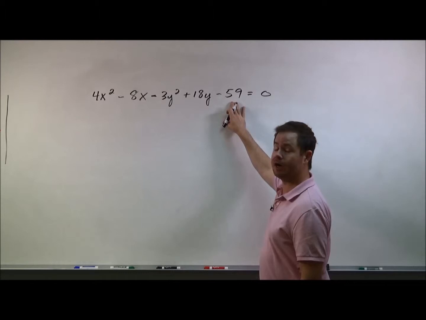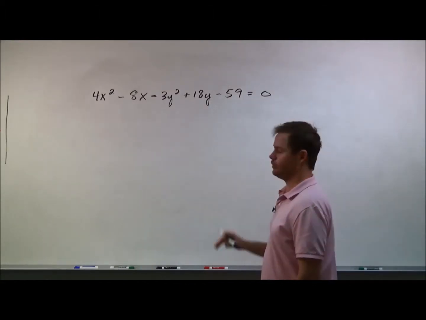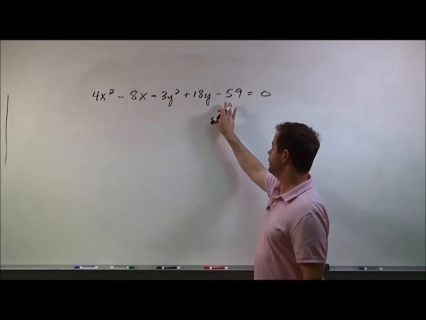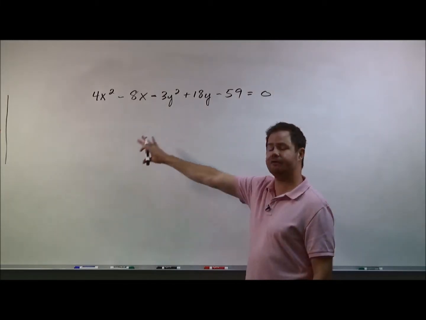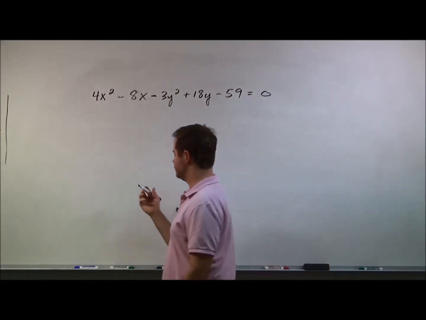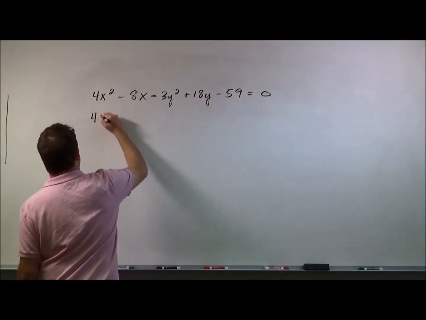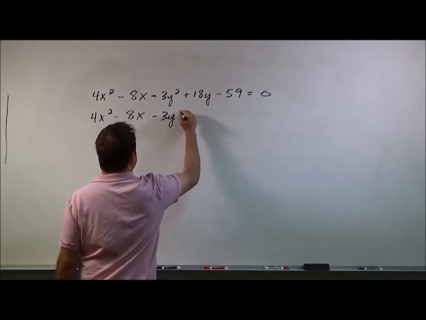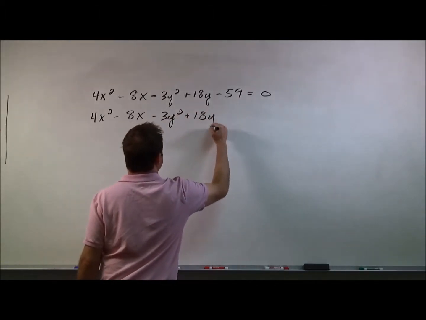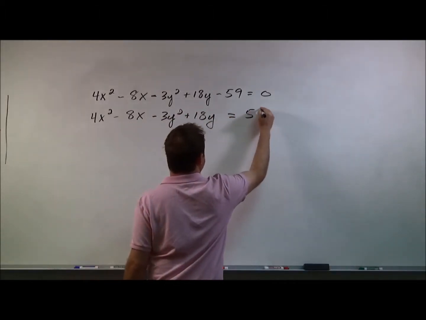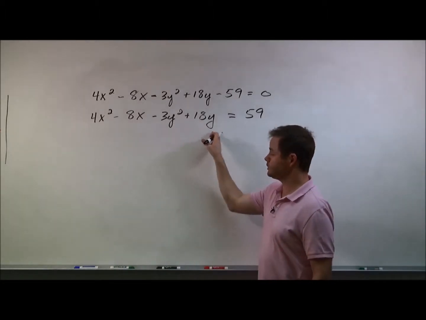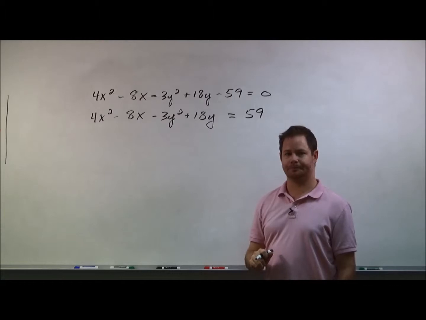So for this hyperbola question, the first thing that we want to do is get whatever the constant is over to the other side, because to complete the square we want to have the number separate from any of our variable expressions. So let's write that out. First step, we're just going to move the 59 to the other side. So we now have 4x squared minus 8x minus 3y squared plus 18y equals 59.